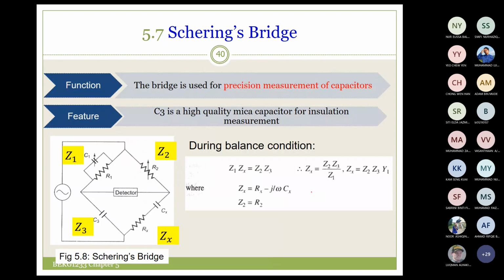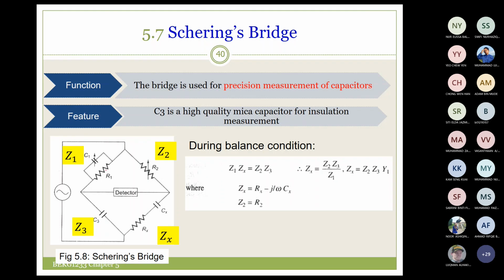Then we go for the next bridge, which is the Schering bridge. This Schering bridge is used for precision measurement of capacitors, where C3 is a high quality mica capacitor for the insulation measurement.